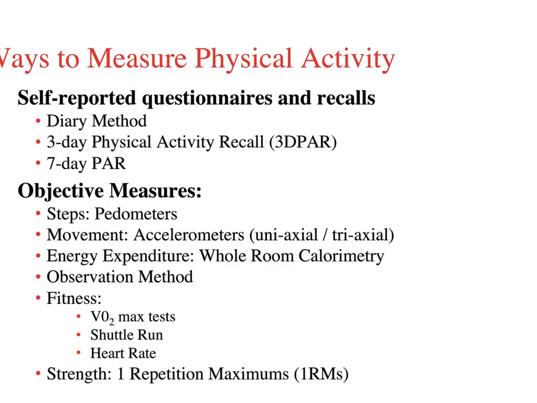Probably more common in research settings is the accelerometer, and there are many different kinds, but two different types. Our models are uniaxial or triaxial. The uniaxial is similar to the pedometer, it just measures up and down movement. The triaxial one measures movement on all the planes. So it measures up and down, or if you twist, it captures more activity.